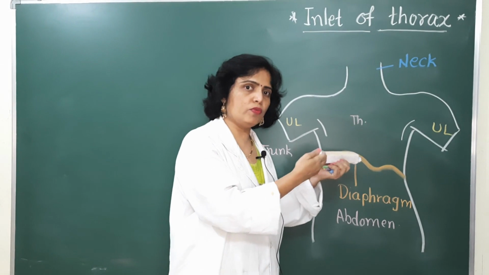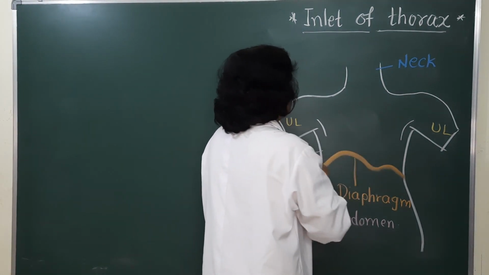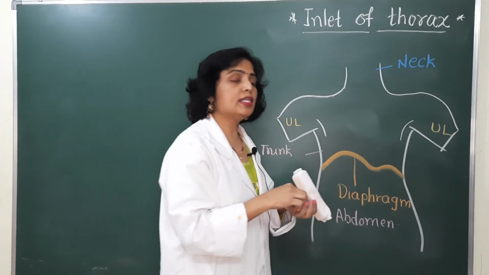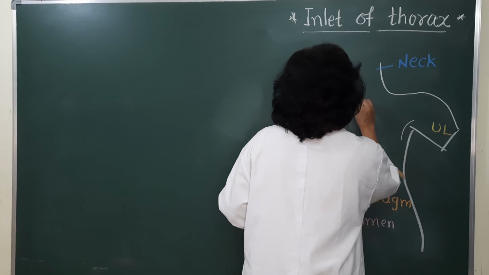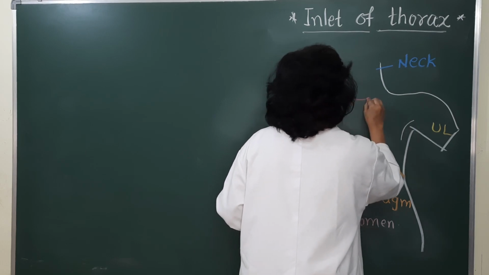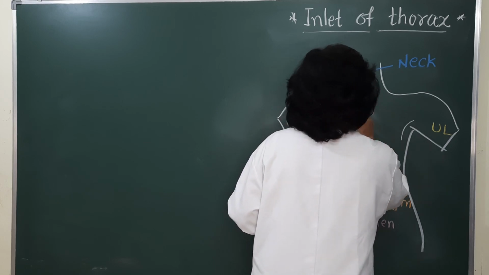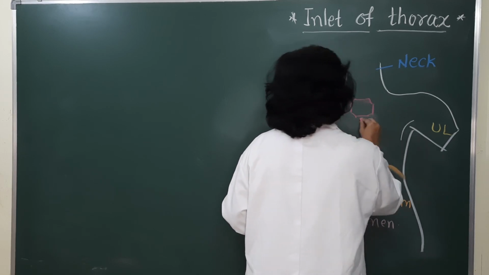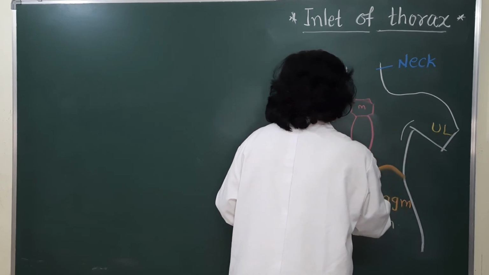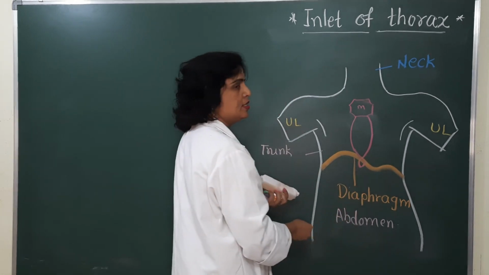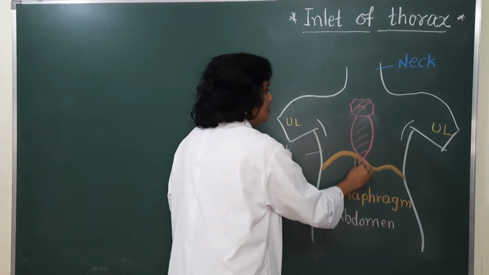Let us have a view over this thoracic cage, what are the constituents of the thoracic cage? So anteriorly, in the midline, you will get the sternum. This is manubrium sterni, and here the body of sternum and xiphoid process. So this red color what I have drawn, this is sternum.